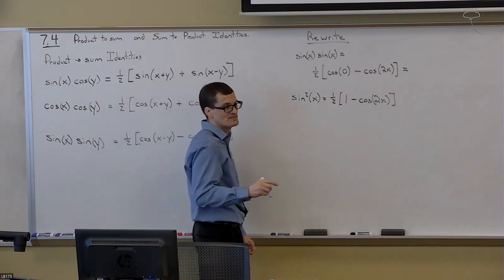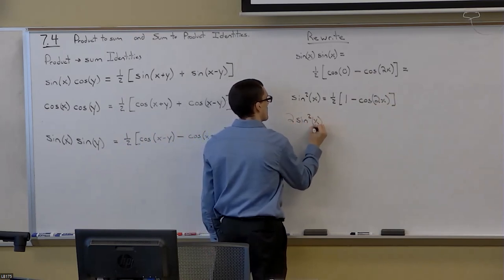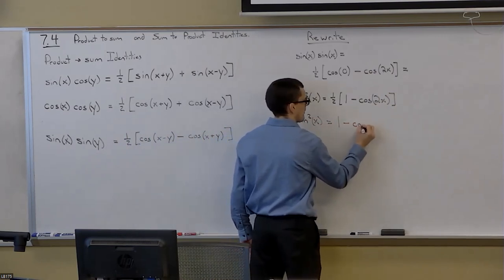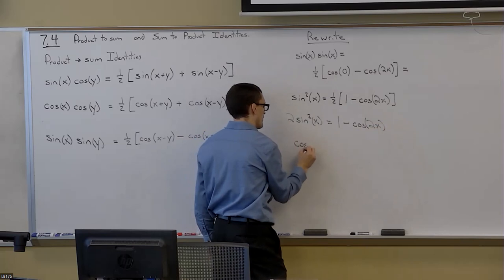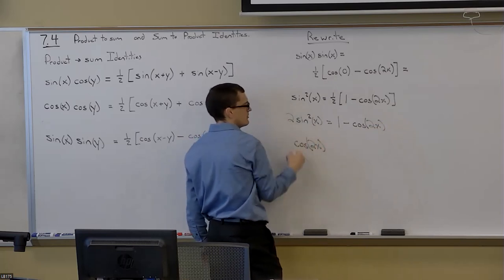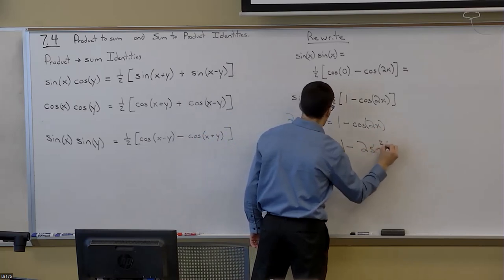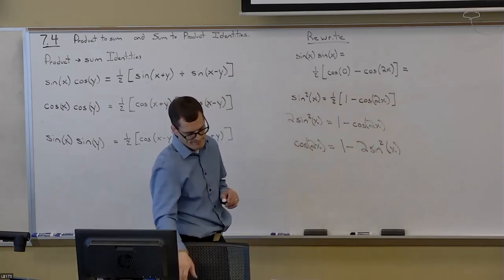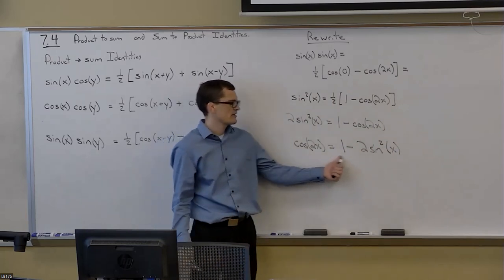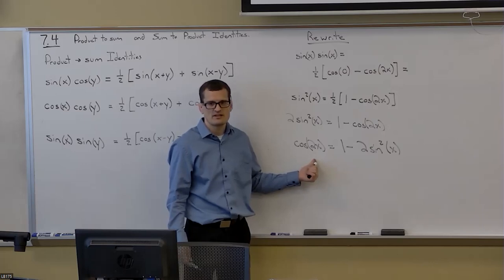Okay, this so far. Multiply both sides by 2. I'm going to add cosine of 2x to both sides. And then I'm going to subtract 2. Notice that's a double angle formula for cosine. Now, is that the same double angle formula we had? Not exactly, but it's equivalent to it.